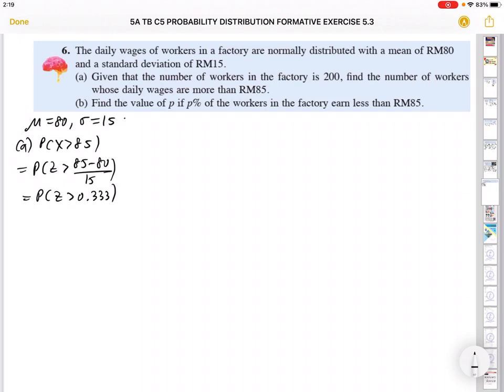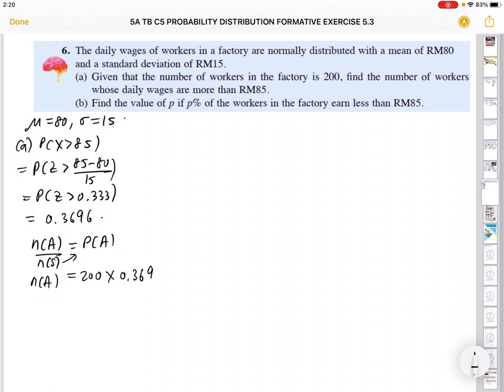So this will be 0.3696. You are finding the number of workers with daily wage more than 85 ringgit. Remember, use the same concept: number of workers with daily wage more than 85 ringgit, divided by NS, must equal the probability of event A. Event A is the event that the daily wage is more than 85 ringgit. So the number we do not know. The total number of workers is 200. You multiply with the probability 0.3696, and I get 73.94.